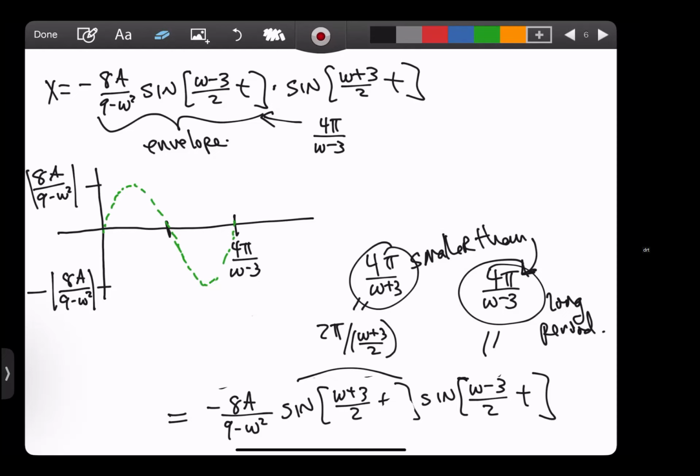So for an envelope, it governs the magnitude. So it also governs the magnitude when things are negative. And what I'm basically saying is I'm going to sketch this other sine and have it encased by that green envelope down there. So this sine has a period of omega, wait, what was it? This one had a period of 4 pi over omega plus 3. Now, we don't know what omega is. So it's really hard to do this in a precise way.